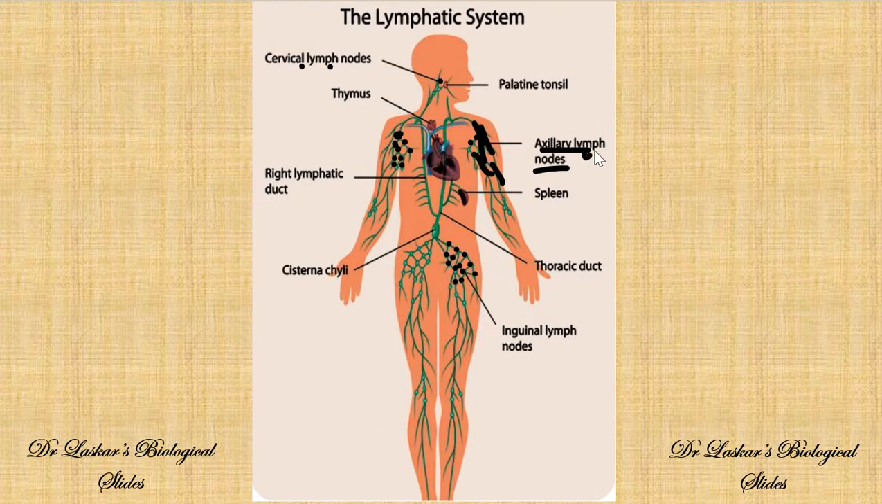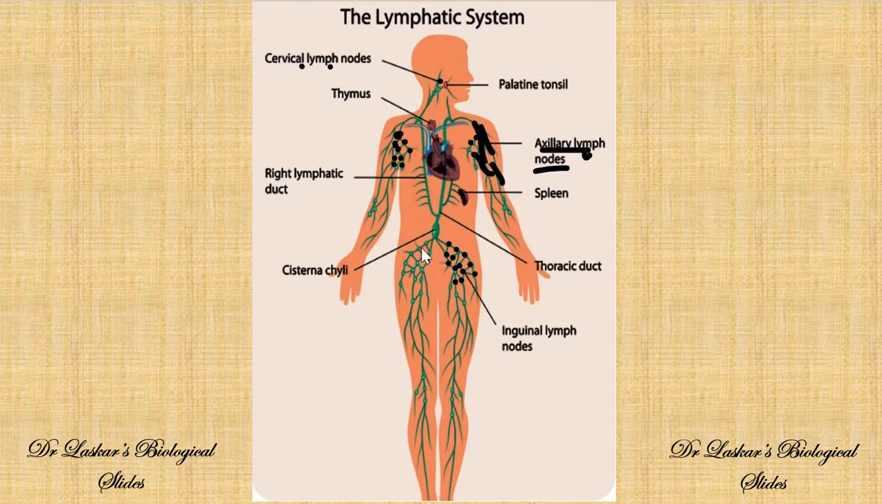So what is the function of these lymph nodes? The main function of these lymph nodes is to filter the lymph. They are helping in the filtration process of the lymph, and in the meantime they are also helping in the trapping of infectious agents, infectious microorganisms or other foreign particles.